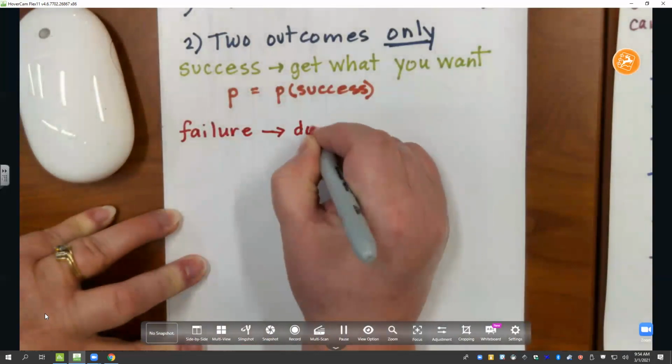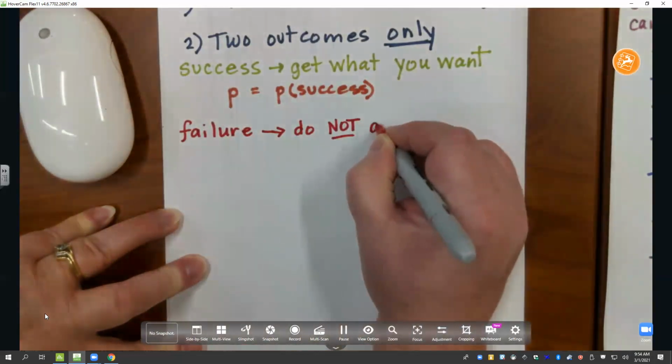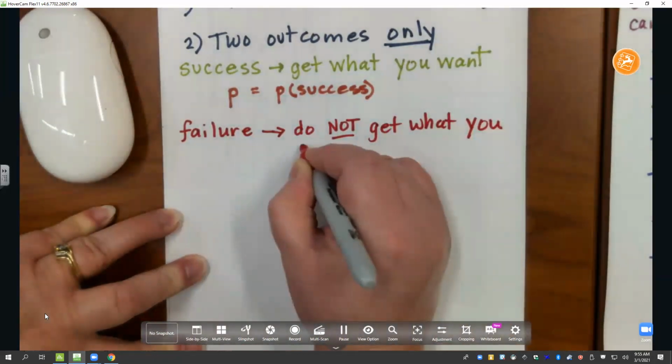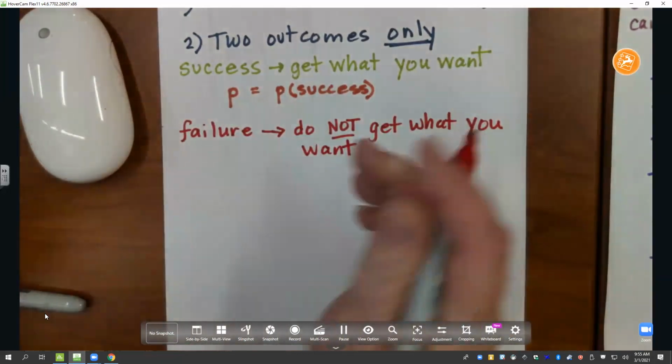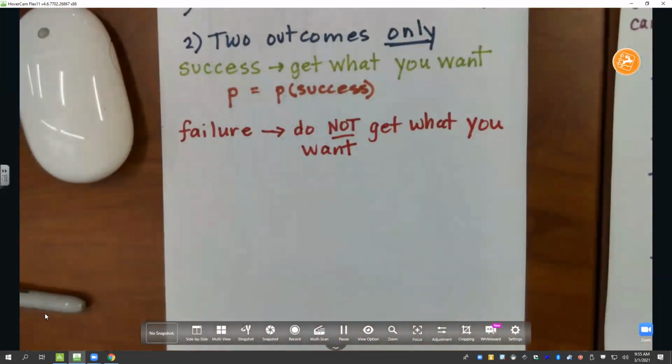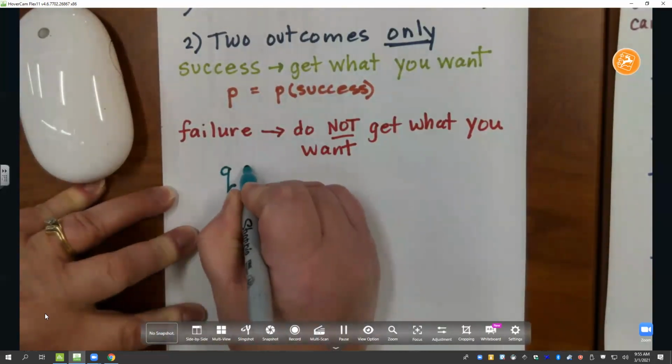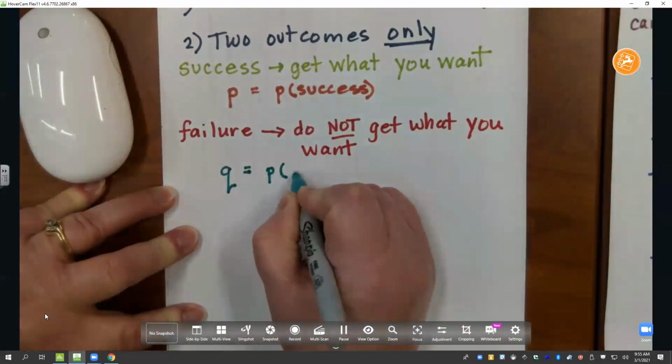A failure, you do not get what you want. Okay, so the terminologies you may see are success and failure. Again, a probability of a success is denoted by P, and success means you get what you want. Failure implies you don't get what you want. It didn't work. And it is represented by a lowercase q. Okay, that's the probability of failure.